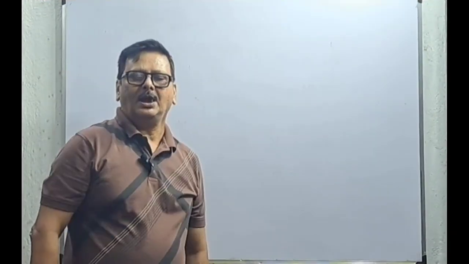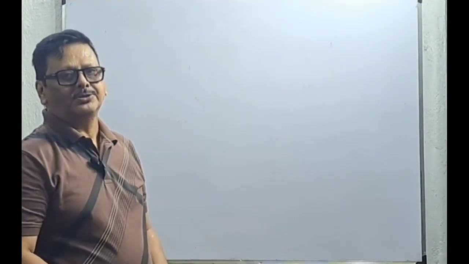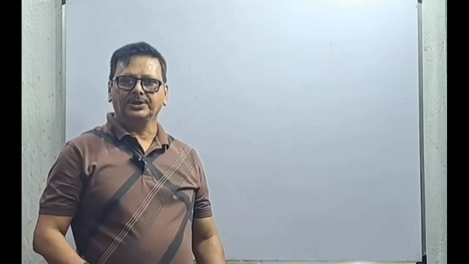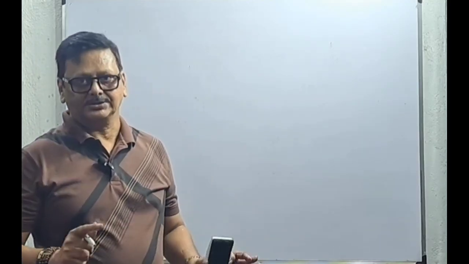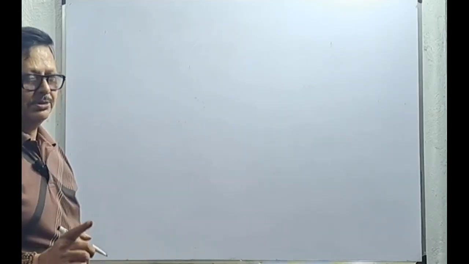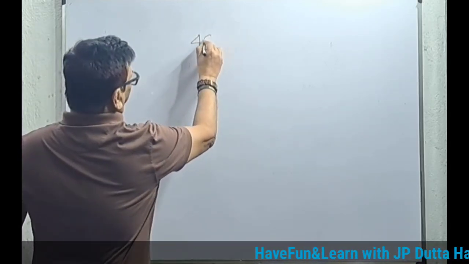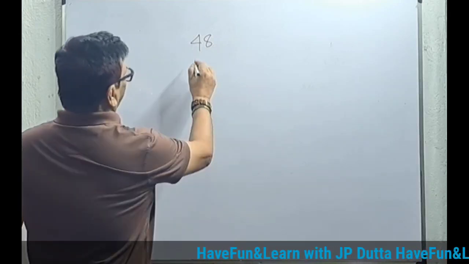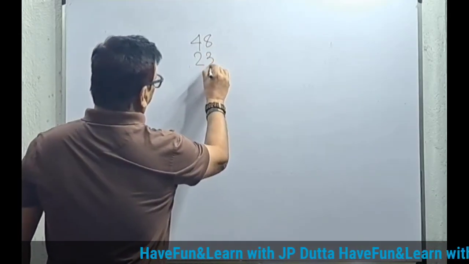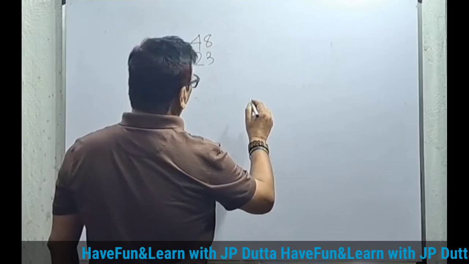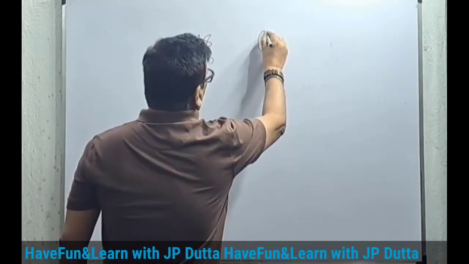Today we will learn how to multiply a two-digit number with a two-digit number quickly, fast, and also a three-digit number with a three-digit number. Let's see. First, two-digit number. Suppose you want 48 to be multiplied by 23. Correct? So there is step number 1.